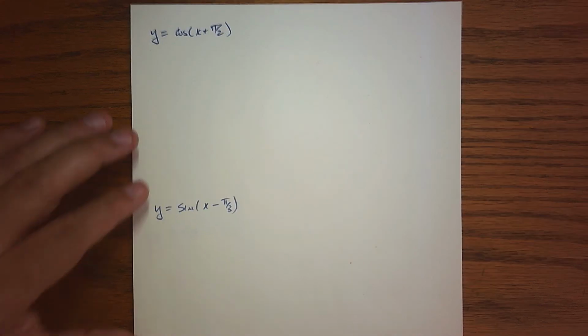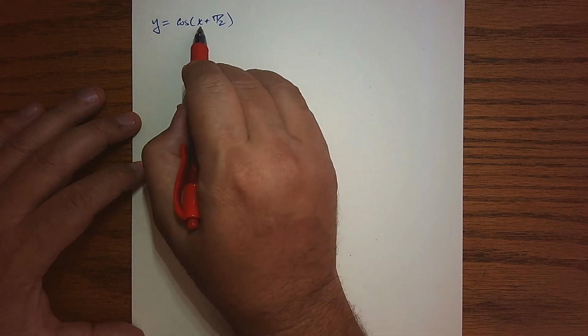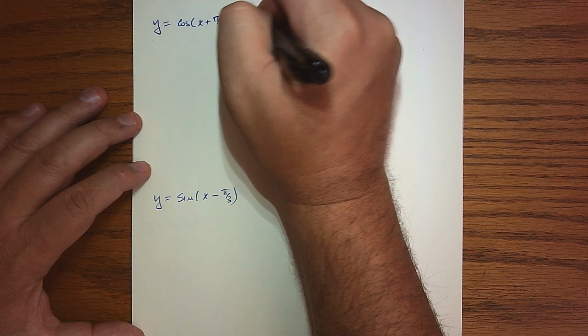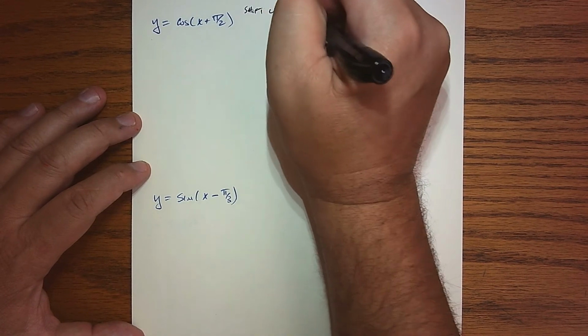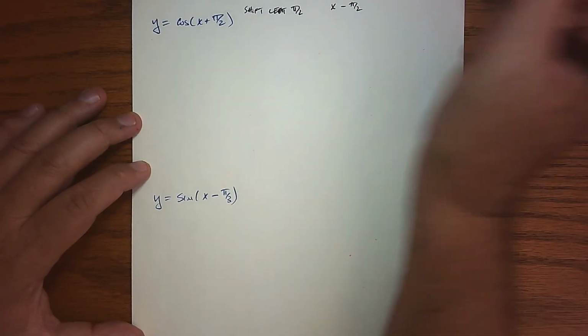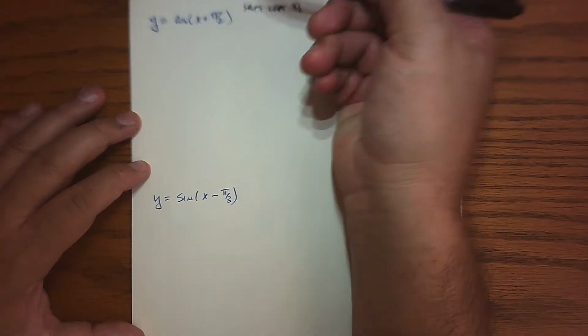So let's just keep practicing our phase shifting. In the next example, we have cosine of x plus pi over 2. That tells us that we are basically shifting to the left pi over 2 units, which means all my x values, I'm going to be subtracting pi over 2 from them. So everything's being shifted to the left.